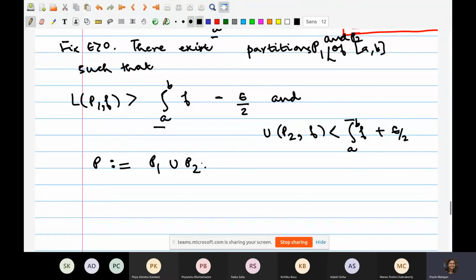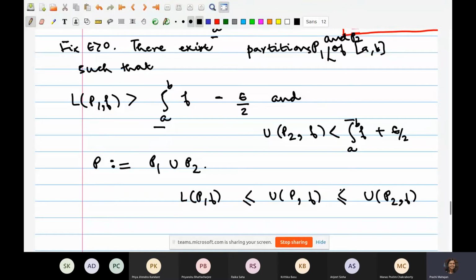Now we noted this, that if we add more points to a partition, then the upper sums decrease, which means that how do I compare the upper sum corresponding to the partition P with respect to the upper sum corresponding to the partition P2? This way the inequality holds true, correct? Yeah, this is what we just observed, so this is one observation.